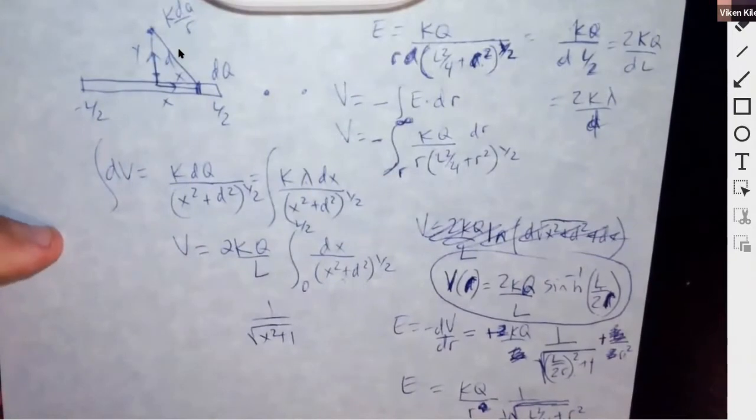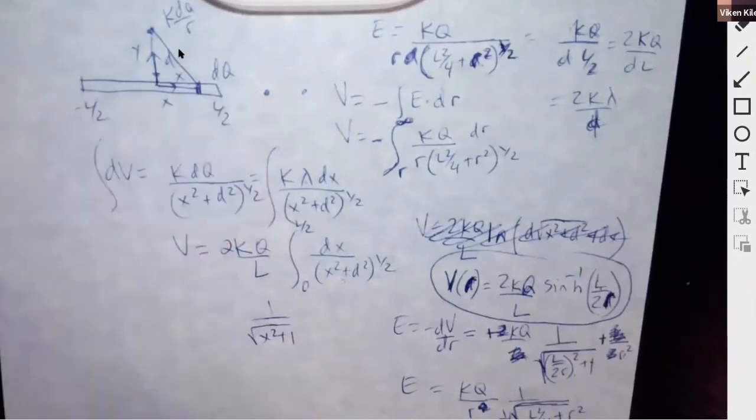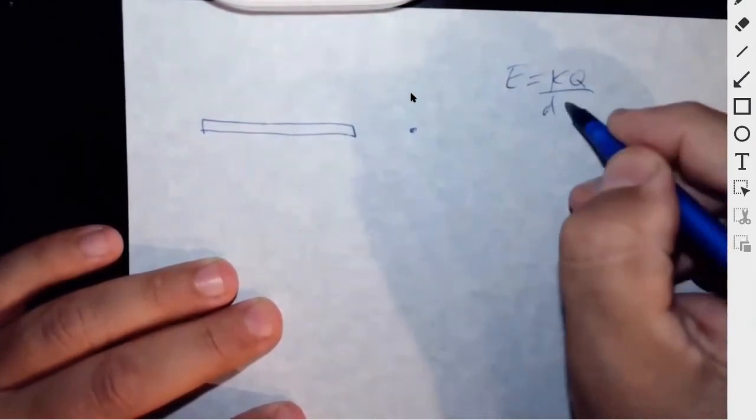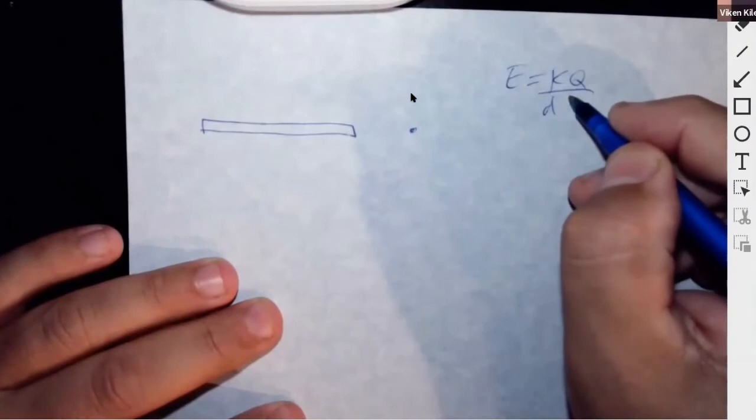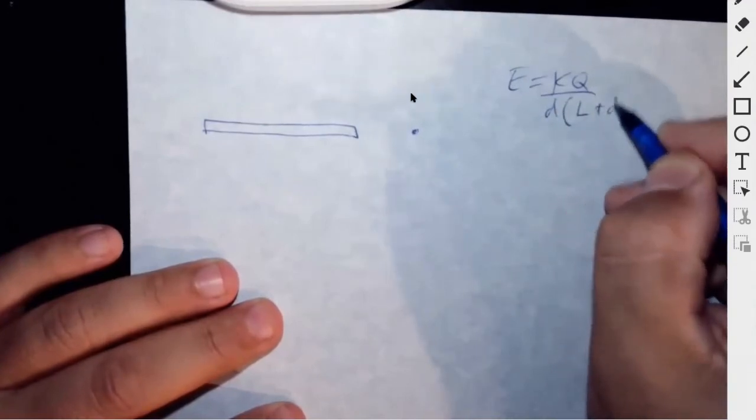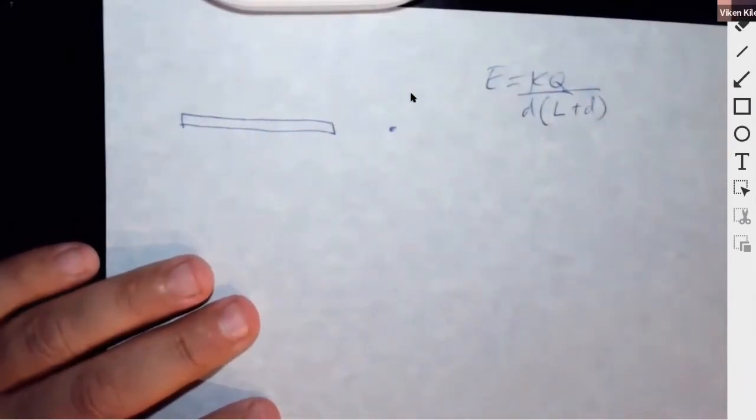What's the general answer for the voltage? Do we have a general answer for the electrical field off to the side, when we did it back then? So it was the Coulomb constant times big Q over D times quantity L plus D. Oh, that was it? Oh yeah, very easy looking. So the voltage should also be pretty easy looking.